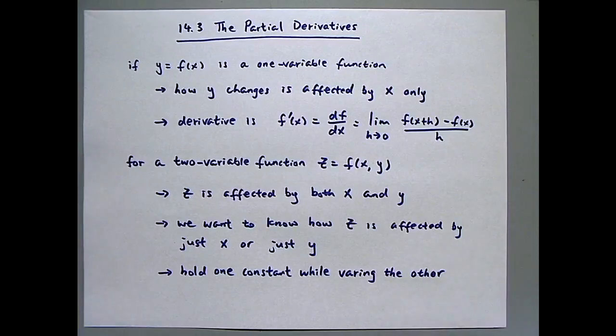This is very similar to the idea of traces and contour maps and all of that. You hold something constant, allowing the other things to change. And so this is the idea of a partial derivative.